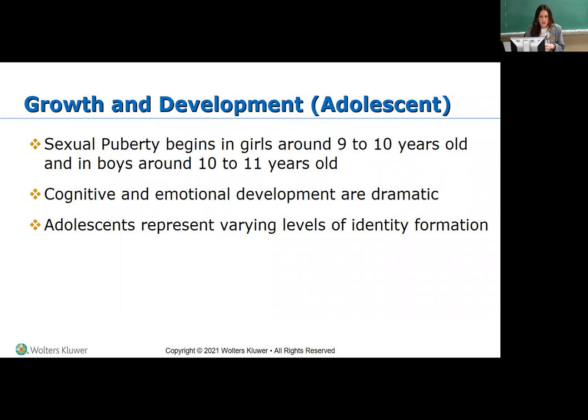We do know that the cognitive and emotional development is very dramatic during this time. Their brain is developing. It's doing a reset at this point. It's starting to form those healthy myelin sheaths so that those neurons are able to connect and communicate faster. They are starting to refine their brain a little bit. So a lot of that cognition and emotions can be really high.